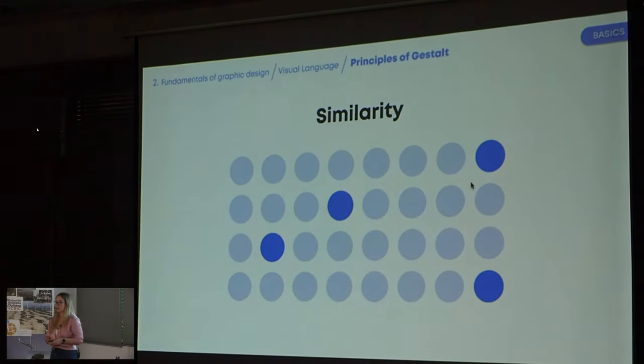Another rule is the one of similarity. Here, elements are tied together by color, size, or shape. But they don't really have to be close to each other. It could be used in design to tie together elements that don't have to be close to each other in a whole.